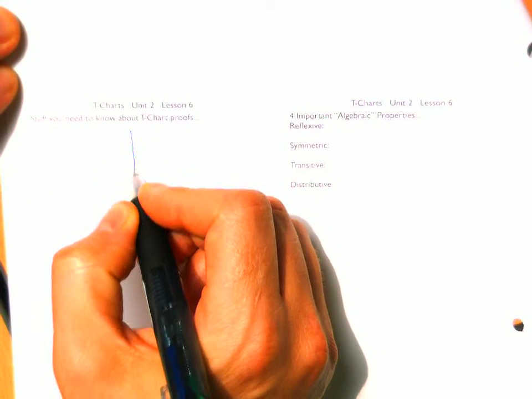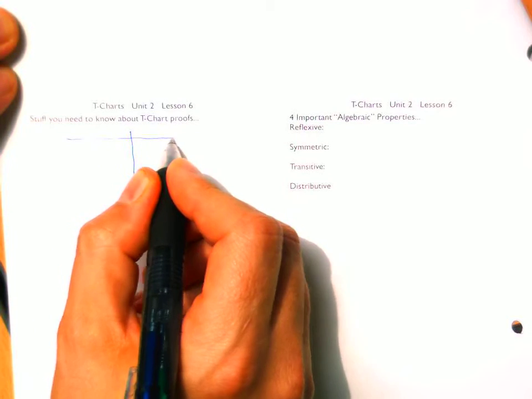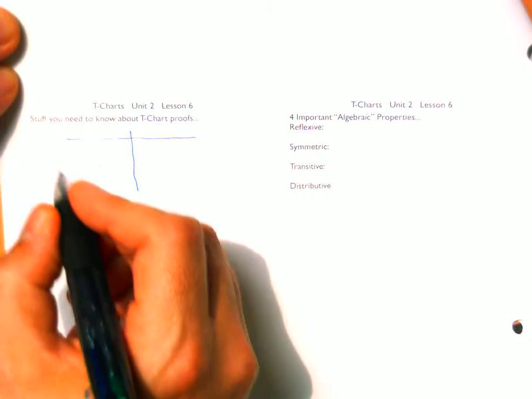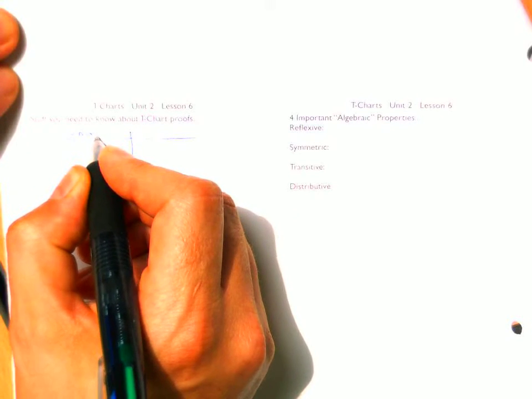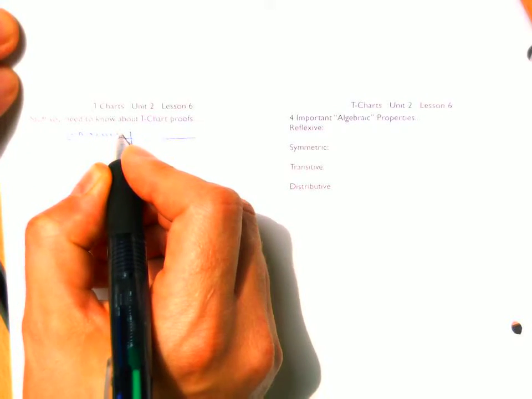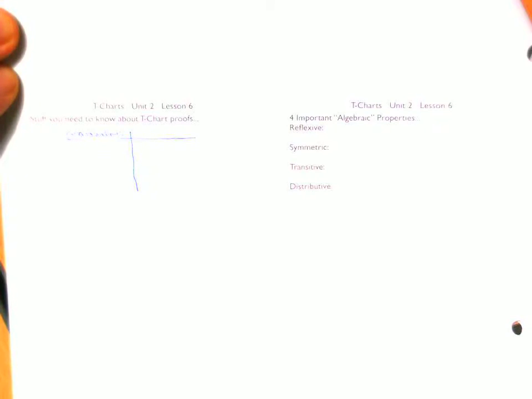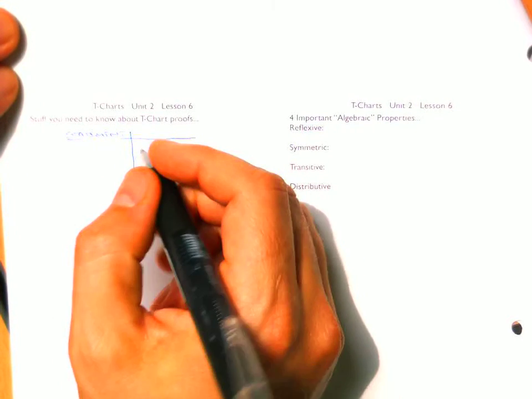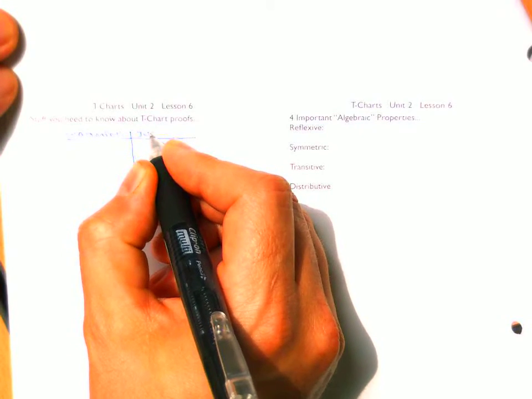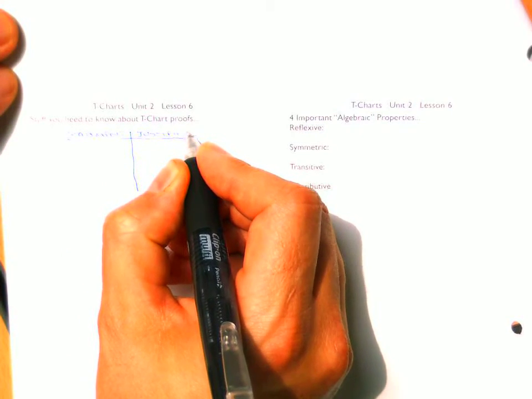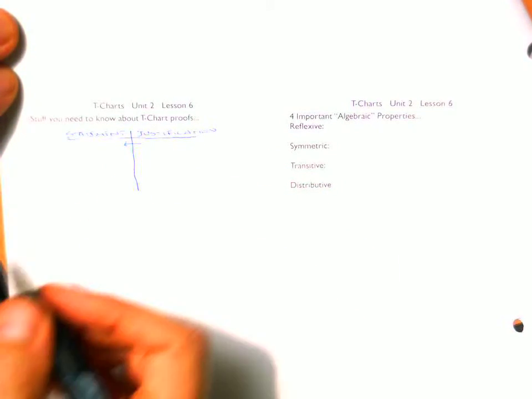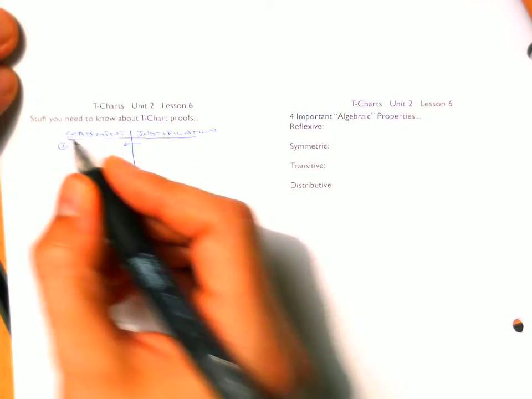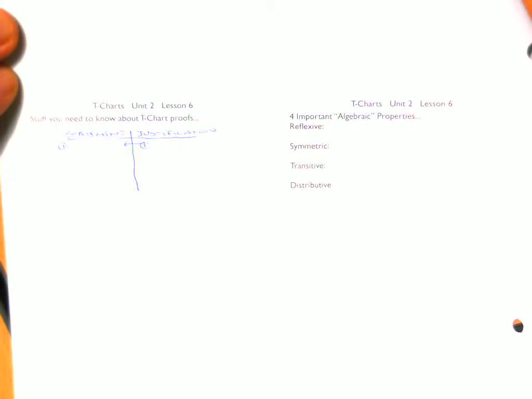Well, the T-chart is basically broken up into two parts. We have the statement, which is basically the step that you're going to be using. So remember, this is deductive logic. We're going step by step by step. And then over here, you need to have a justification that ties back to that particular step. So you'd have a statement here, and then you'd have the justification over here.